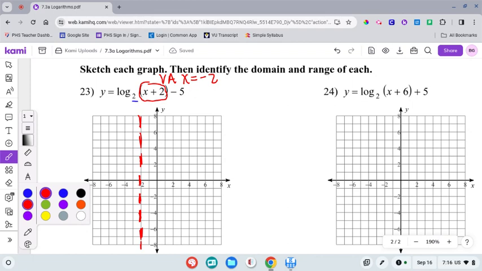I already know what the shape looks like. So then we need to pick some numbers and plug them in. Maybe start with negative 1. Remember, we want to be to the right of that asymptote. So negative 1 would be a good number to plug in. Negative 1. That's going to give me log base 2. Negative 1 plus 2 is 1. And then minus 5.